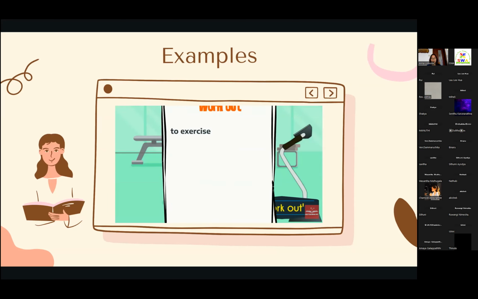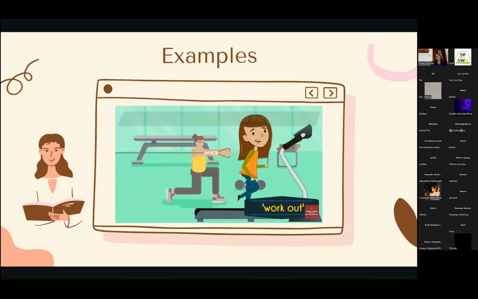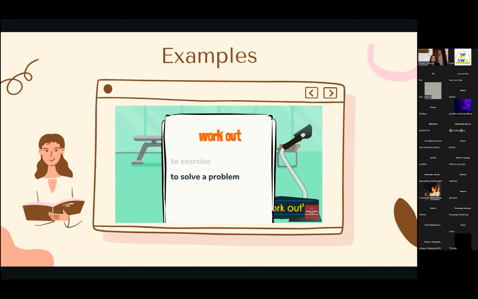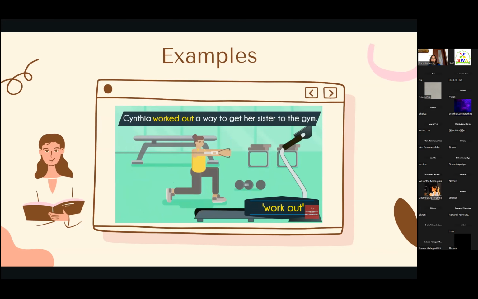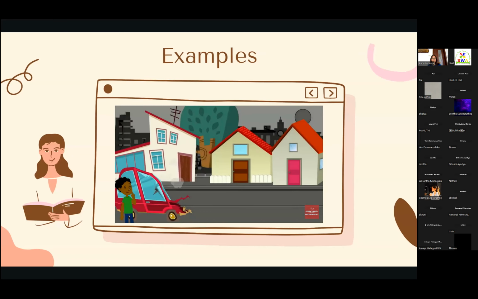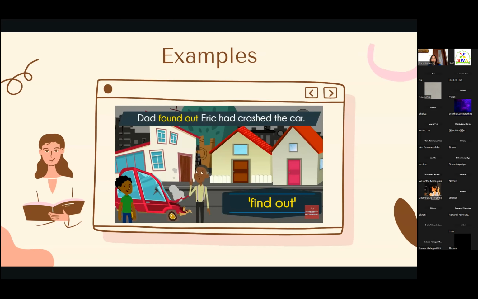Work out, meaning to exercise. Cynthia worked out at the gym. Work out can also mean to solve a problem. Cynthia worked out a way to get her sister to the gym. Find out, meaning to discover something. Dad found out that Eric had crashed the car.